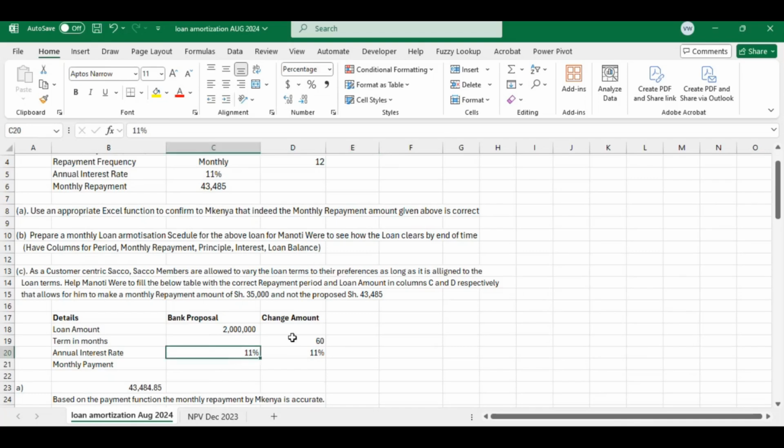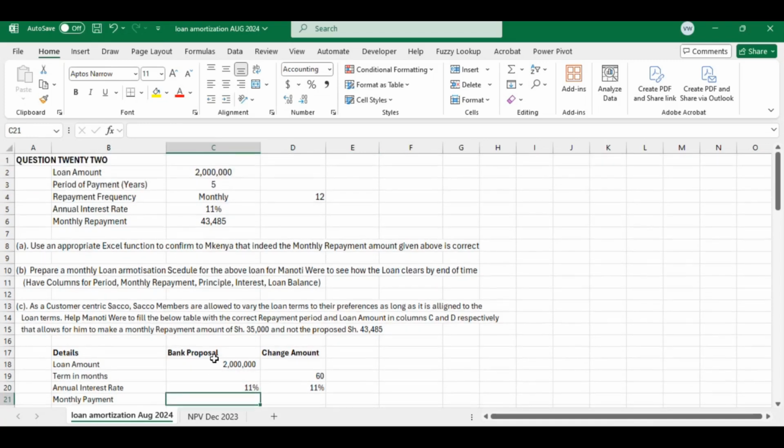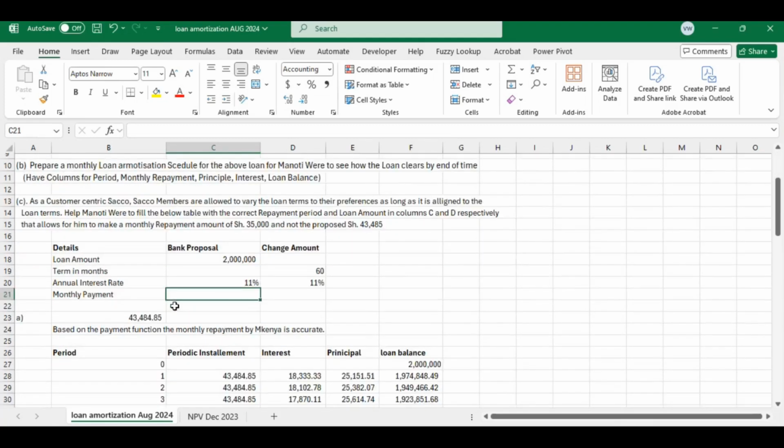So there's someone here who is only able to pay 35,000 on the loan instead of the 43,485 that has been prescribed. So we are trying to establish, if he decides to pay 35,000, for how long will that loan be paid? And if he decides to still pay 35,000, then how much does he qualify for?